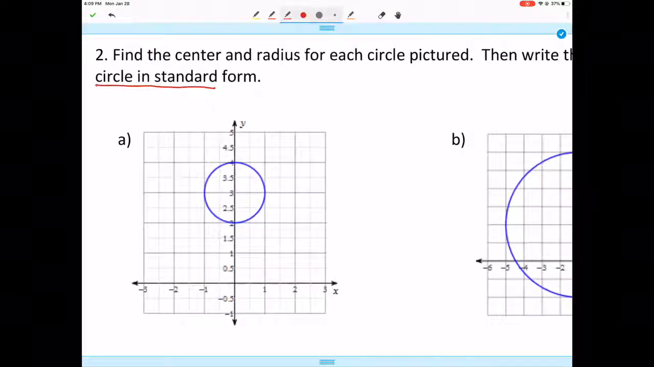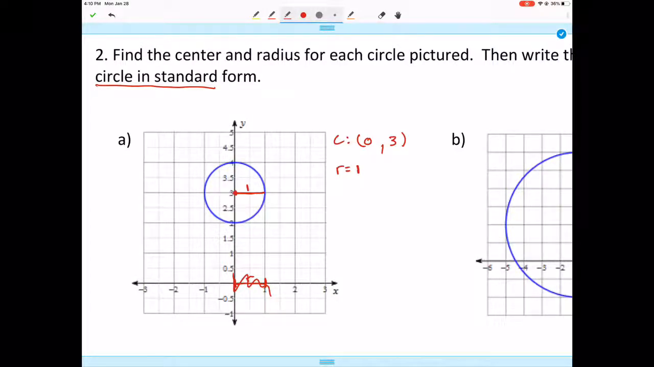All right, first, the center. It's always going to be an ordered pair, an x and a y. Here is our center, so it will be 0, 3. Our radius is the distance from the center to the circle. So this would be 1. You're going from 0 to 1. That is your radius. But you don't need to write it like that. So radius is 1.